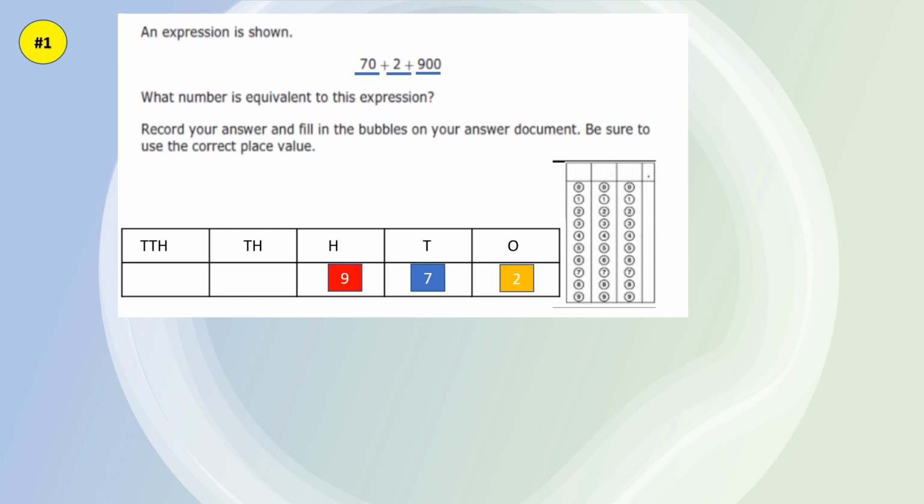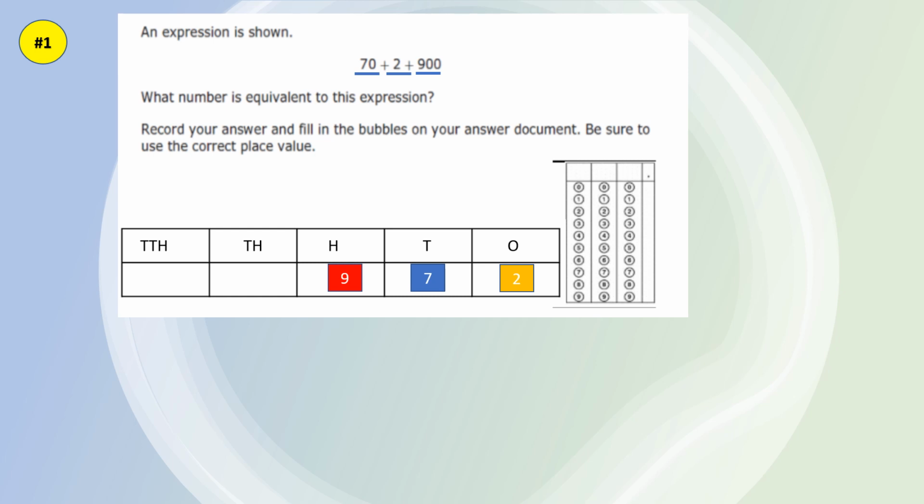All right, now we have our number in our place value chart, and that means we have our equivalence to this expression, or the number that's equal to this expression. So 70 plus 2 plus 900 is the same thing as saying 972. Now, we're going to go ahead and fill in the bubbles in the answer document.